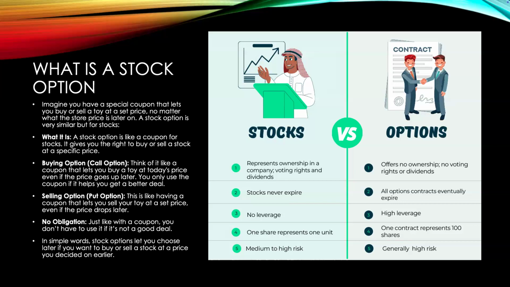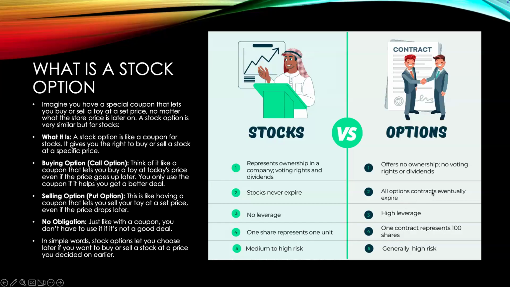So stock option is completely opposite. Number three, stock has no leverage. Number four, one share represents one unit. Number five, minimum to high risk. Stock option: number one, offers no ownership. That means you do not own that contract. You have no voting rights, and you don't get dividends when you do a stock option.